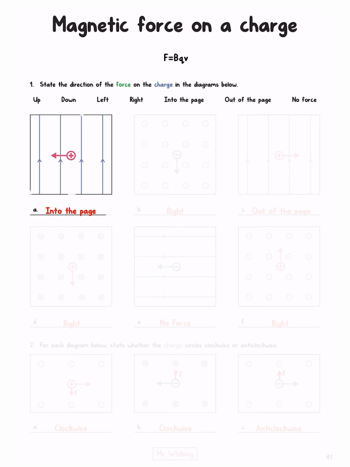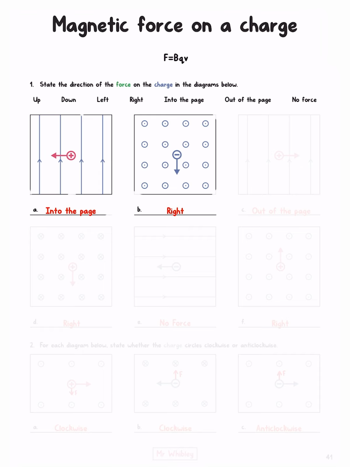In our next example, we have a negative charge moving downwards, and a magnetic field pointing out of the page. Because this is a negative charge, we need to point our thumb in the opposite direction to which it's moving, and so we point our thumb upwards and our fingers out of the page. Doing so, you'll find that your palm is facing towards the right, which is the direction of our force.